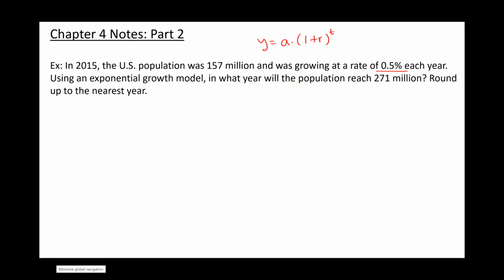Okay, so first, let's just come up with a generic equation. We know that the initial population is 157 million. So we're going to have y equals 157, and I'm going to leave out the million, we know that it's in millions, times 1 plus the rate. Be careful with the conversion. If you take 0.5% and convert that into a decimal, we have to divide that by 100, which will give us 0.005. So r in decimal form is 0.005, and that's to the power of t.